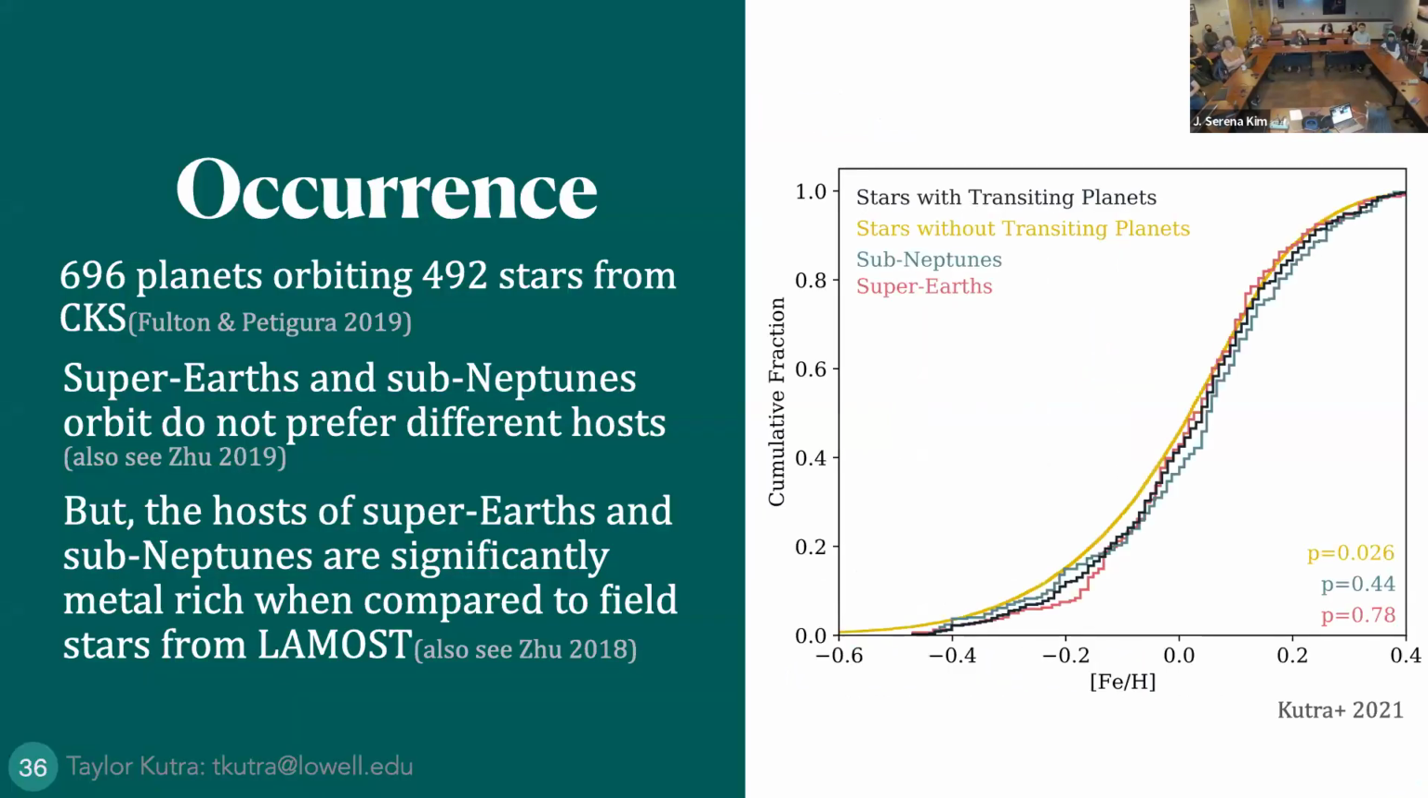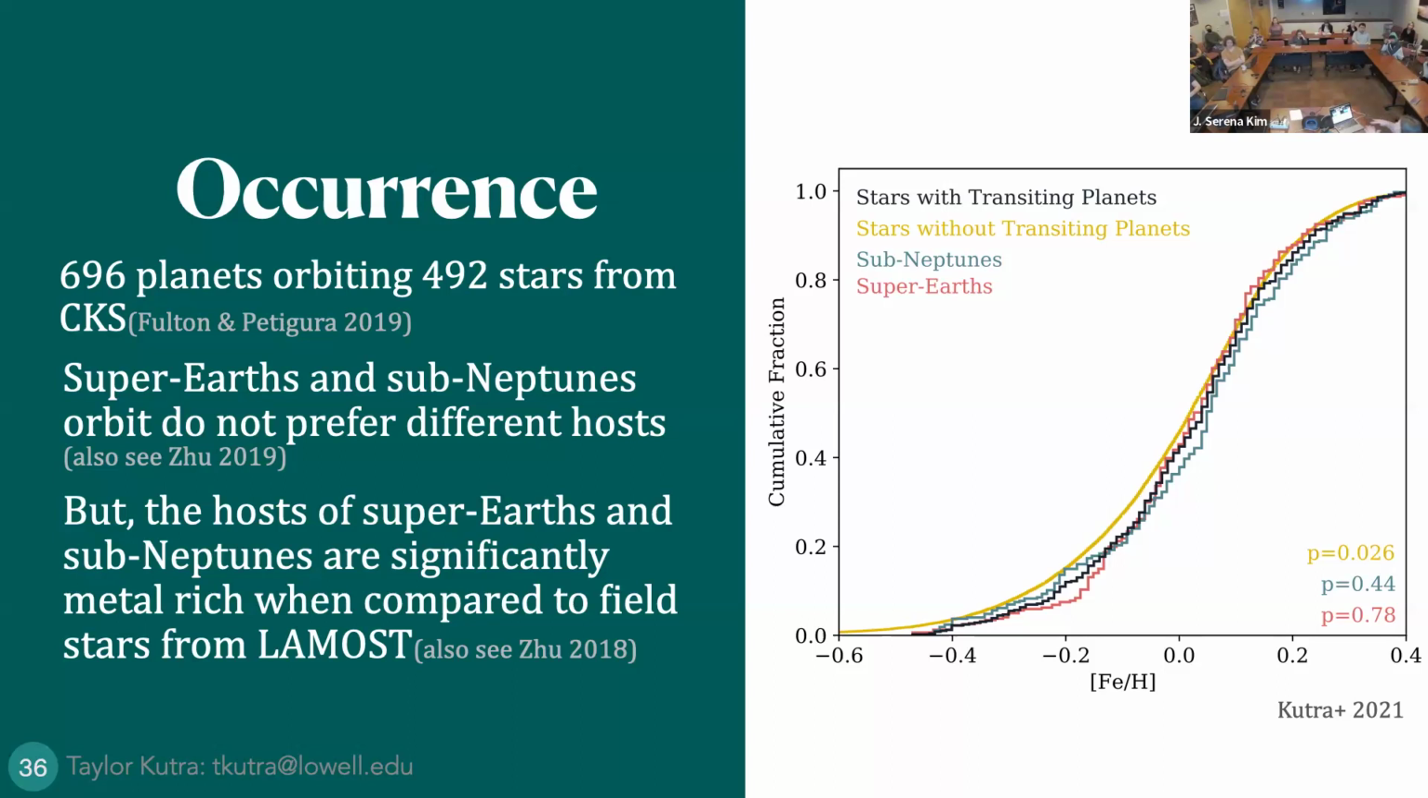And so we took this population of 696 planets orbiting 492 stars from the California Kepler Survey. And, like Wei did in that 2019 paper, we first asked if the super Earths and sub-Neptunes prefer the same kind of hosts, which you would expect if they are basically the same population of planet. By comparing the metallicity distributions of the hosts of super Earths and the hosts of sub-Neptunes, they're indistinguishable essentially.